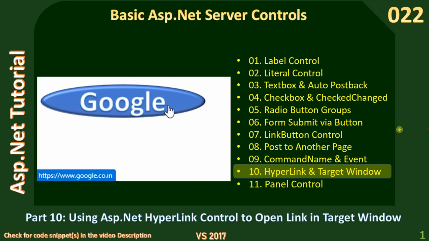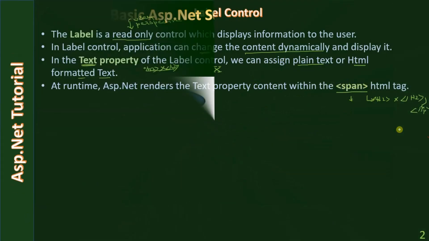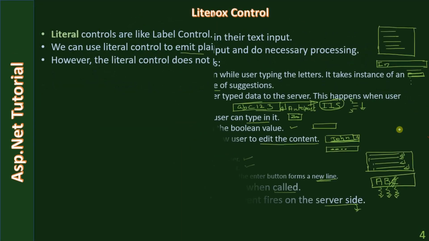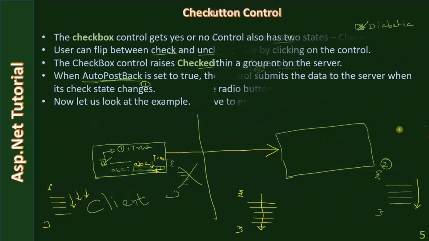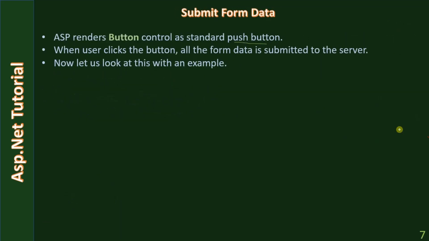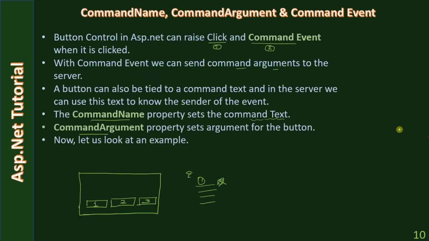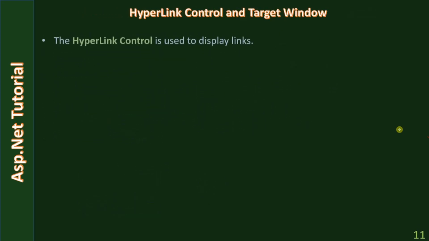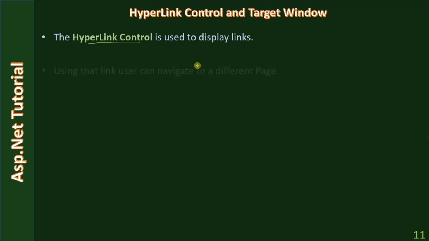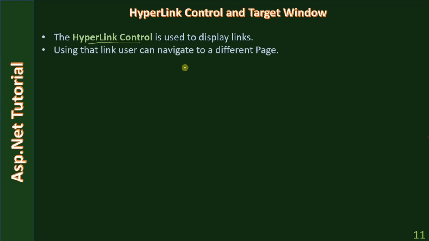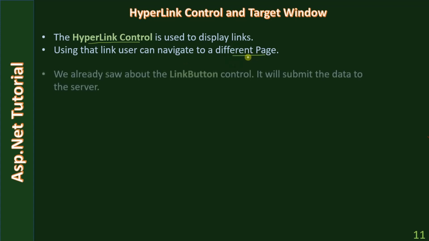In this video, we will learn about hyperlink control and target window. The hyperlink control is used to display links. That's the use of hyperlink control. Using that link, user can navigate to a different page from current page.